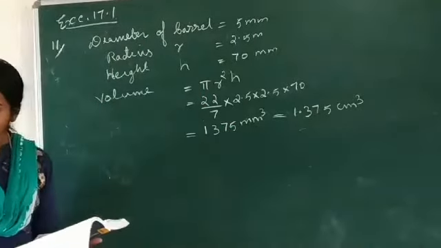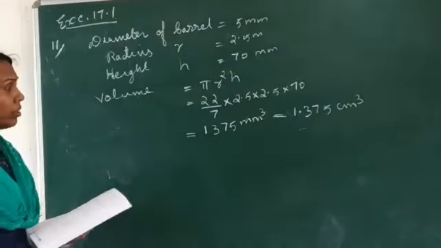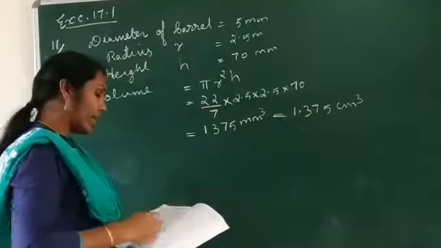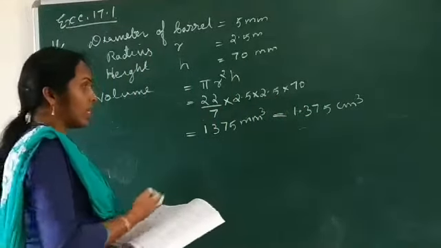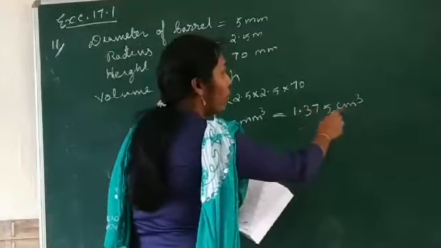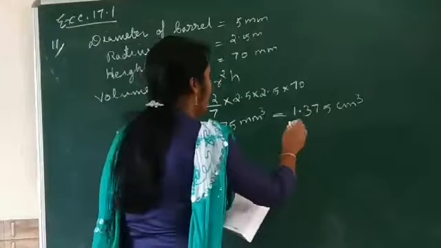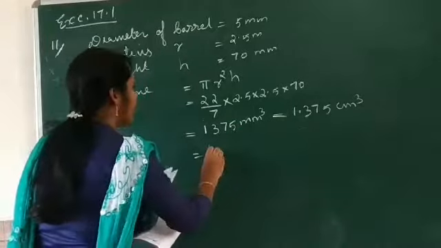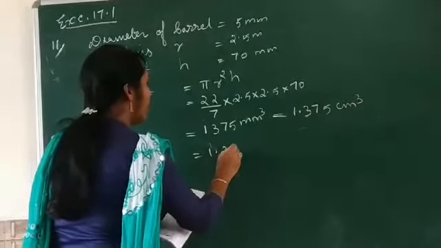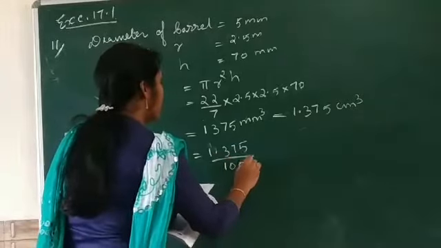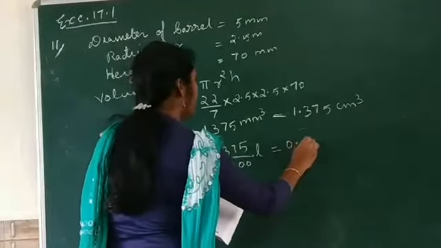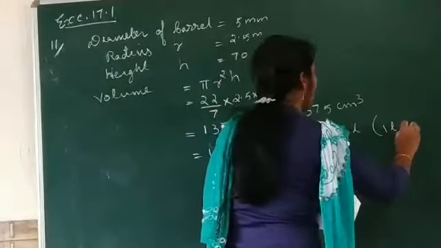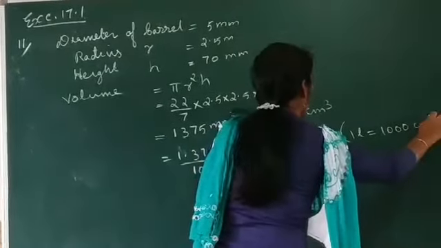Now we can write it in terms of liter because the volume of the ink is given in liters, that is 1/5 of a liter. So here if we convert it into liter, we know that 1 liter is equal to 1000 centimeter cube. So we can divide it by 1000 for converting into liter, that is 1.375 divided by 1000 liters, that is equal to 0.001375 liters, because 1 liter is equal to 1000 centimeter cube.